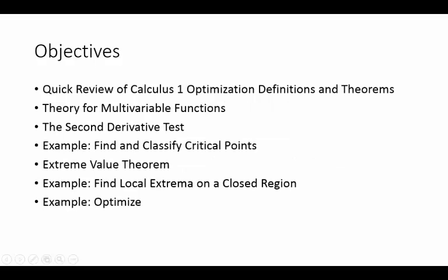Here are our objectives. We're going to take a quick review of Calculus 1 optimization. We're going to extend our theory to multivariable functions. We're going to apply the second derivative test for our optimization in multivariable functions. We're going to take a look at several examples. We're going to find and classify critical points. We're going to have an example where we're looking for the local extreme on a closed region using the extreme value theorem. And we're going to optimize a geometry application.